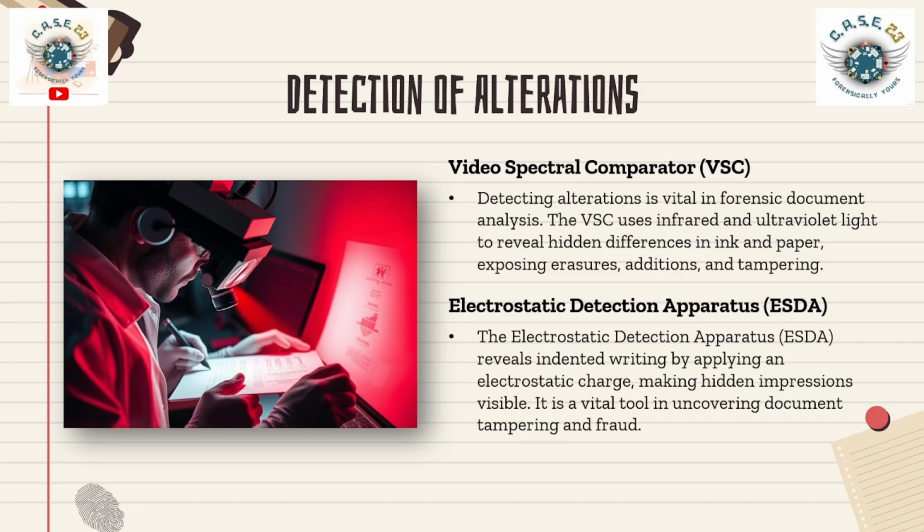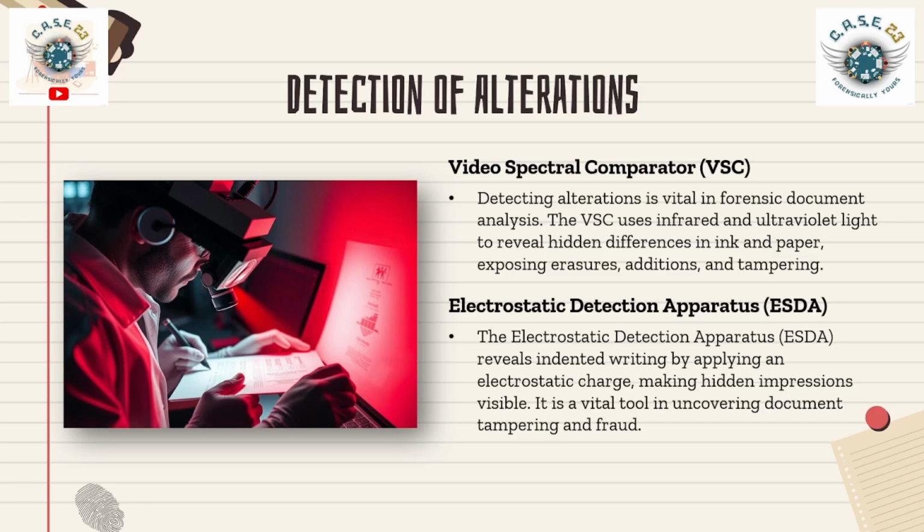The first is VSC, that is the video spectral comparator. Now this device uses infrared and ultraviolet light to examine documents in different lighting and conditions. And what does it do? It can reveal hidden writings, and it can also show the differences in ink shades. And it also helps us catch erasures, added text, or replaced sections.